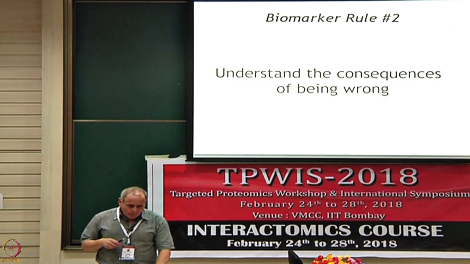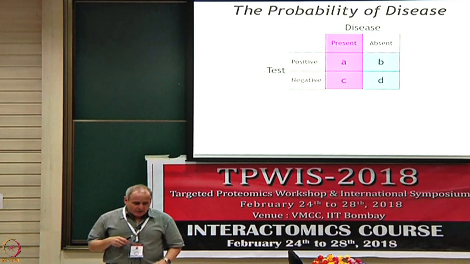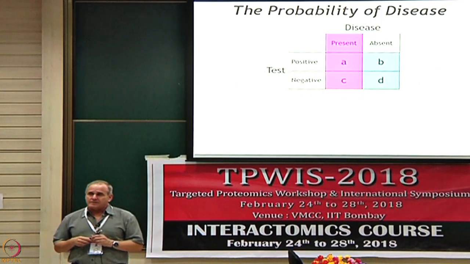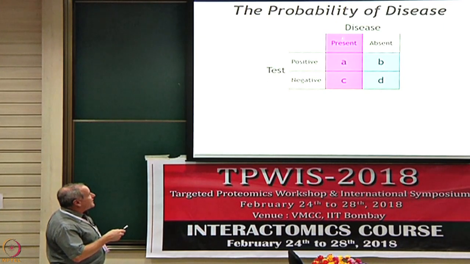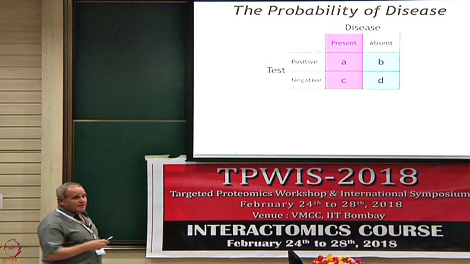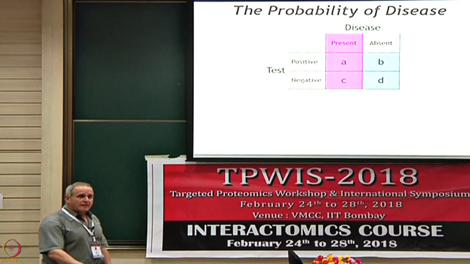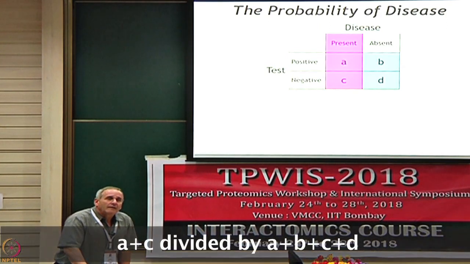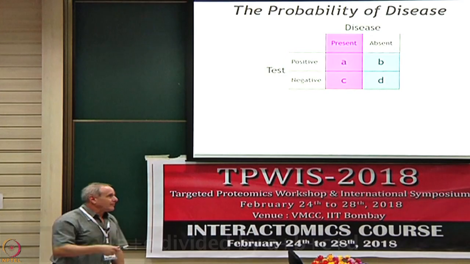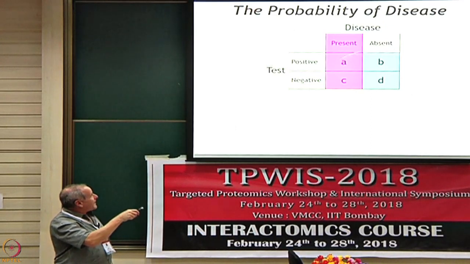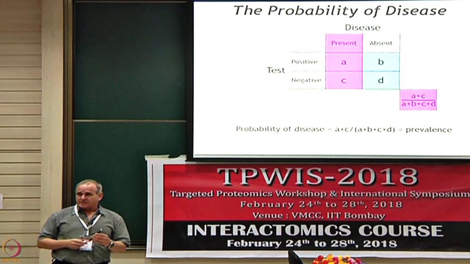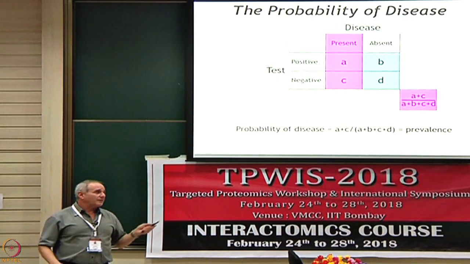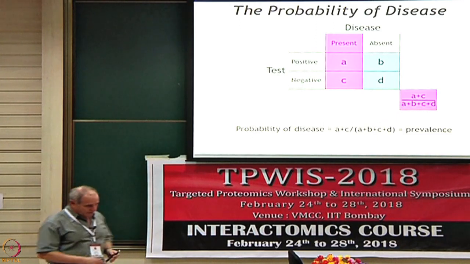Okay. So now, how do we calculate the probability of disease? Well, you take, right? So this is the disease, and these are the people that have the disease. So what's the probability of disease mathematically here? Right, so A and C divided by everybody, right? So that is the probability of disease. So in your population, this will tell you how often the disease occurs.